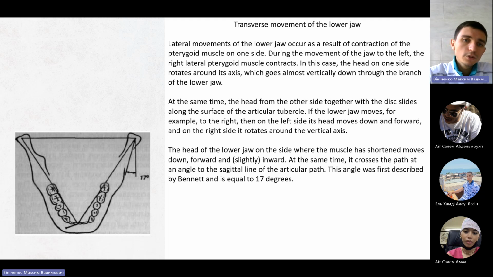The head of the lower jaw on the side where the muscle has shortened moves down, forward, and inward. At the same time, it crosses the path at an angle to the sagittal line of the articular path. This angle was first described by Bennett and is equal to 17 degrees.